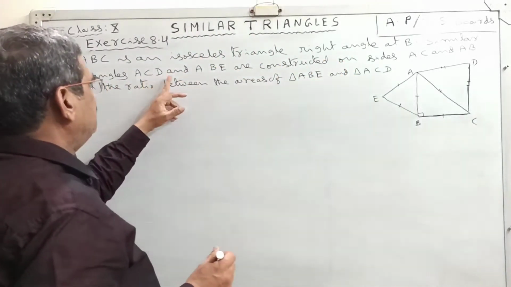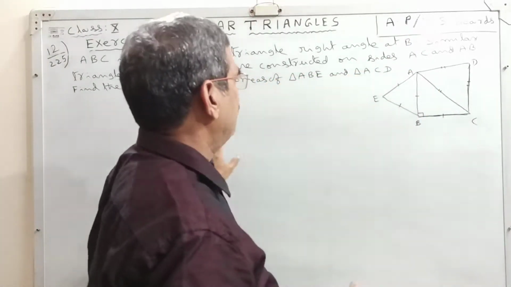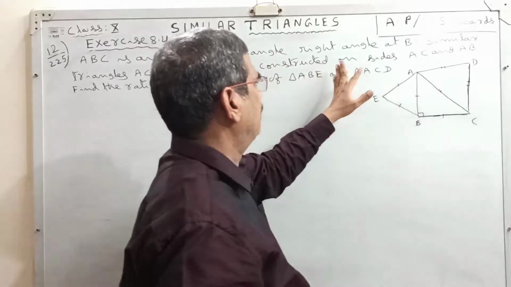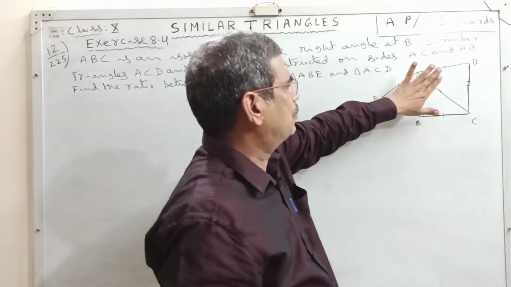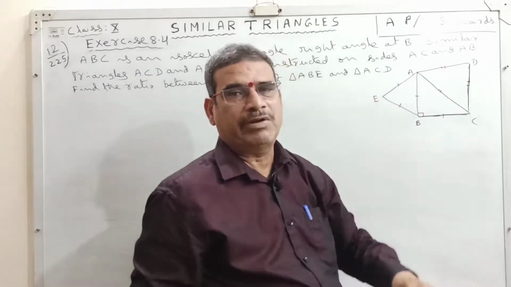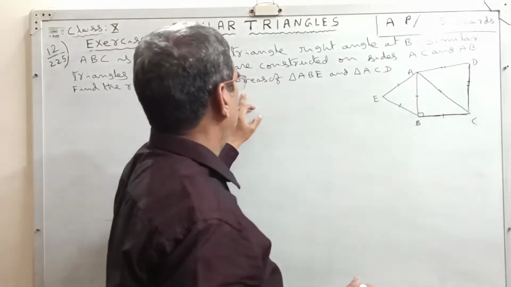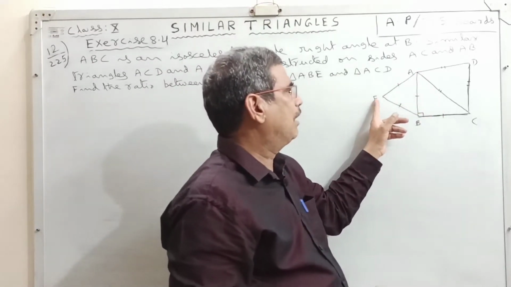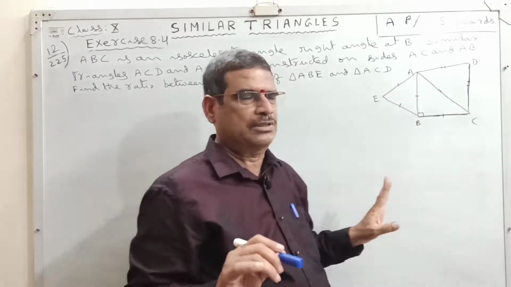Similar triangles ACD and ABE are constructed on sides AC and AB. On sides AC and AB, two triangles are constructed, and those two triangles are similar. So that is given. Then what do we have to find? Find the ratio between the areas of triangle ABE and triangle ACD. So this is the question.